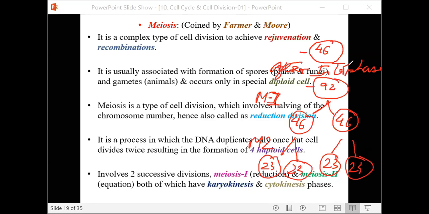Okay. So you see here how mitosis is happening and how meiosis is happening. 46 is there in the normal cell, diploid state. It becomes double, so 92 is there. 92 is not the chromosome number I'm talking about. The chromosome number remains 46. 92 is the DNA copies. So it becomes 46, 46, then 23, 23. At the end, you have this number, that is 23. So it is reductional. Hence meiosis is called reductional division.